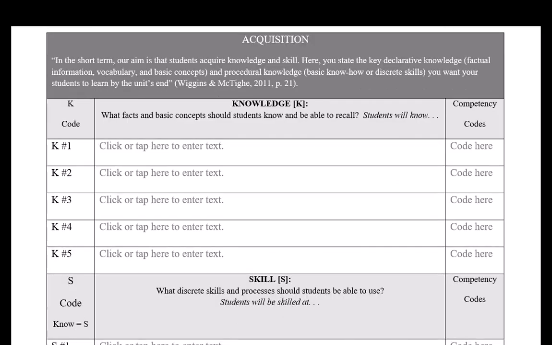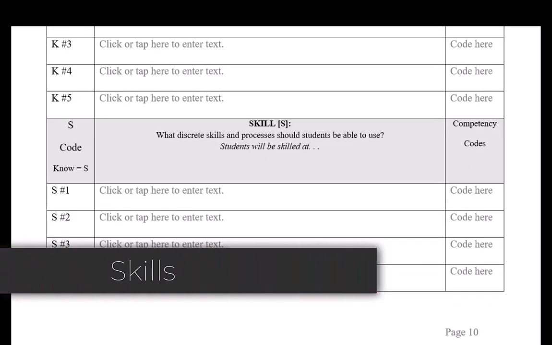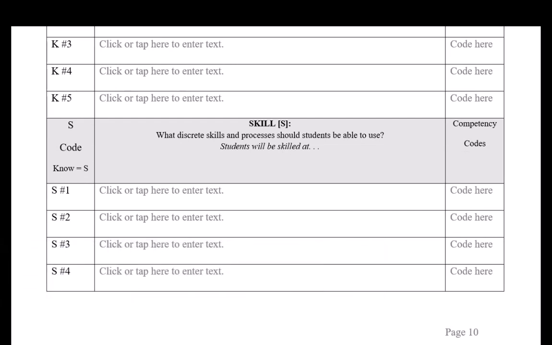Moving on through our template, we move into the skills section. This is where we determine and list what we want our students to be skilled at. Skill is the ability to perform a specified task. This can be thought of as procedural knowledge. In this section, we list the skills that our learners will have as a result of our unit. What will our students be skilled at? List those items in this section, and then list the associated competency or standard in the right-hand column.